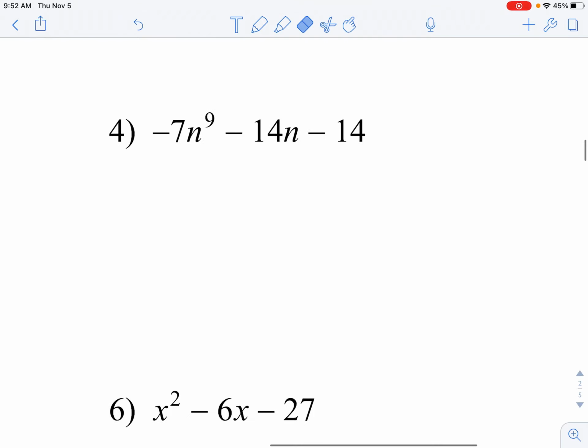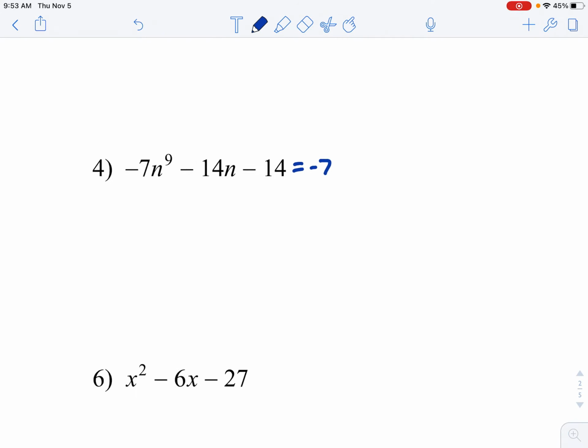Look at the next problem. We got negative 7n to the 9th minus 14n minus 14. Now these two both have 14. Does that mean 14 is a common factor? Well, it's common for those two terms, but we need something common for all terms. And you cannot divide a 14 out of a 7. However, if you reverse that idea, you can divide a 7 out of a 14. Again, like the last problem, this one has negative signs, so we could actually factor out a negative 7.